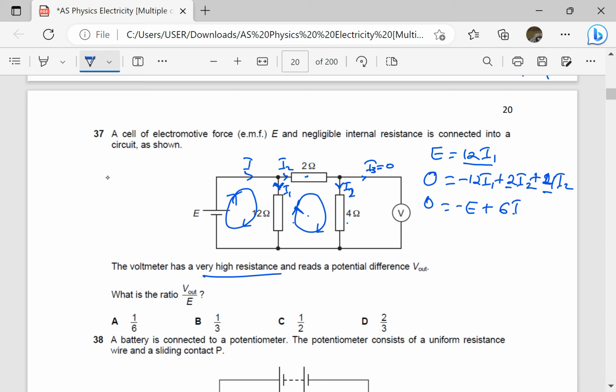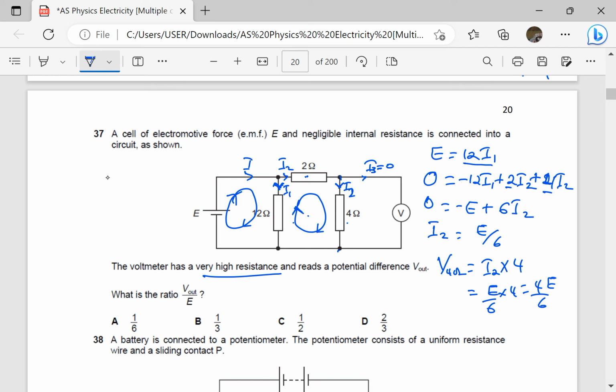So it means that I2 is going to be equal to E divided by 6. Now I want the PD, the reading of the voltmeter, which is the PD across the 4 ohms. So V across 4 ohms is going to be I2 times 4 ohms, that is current times resistance. So I2 is E divided by 6, times 4. In other words, it is 4E divided by 6.